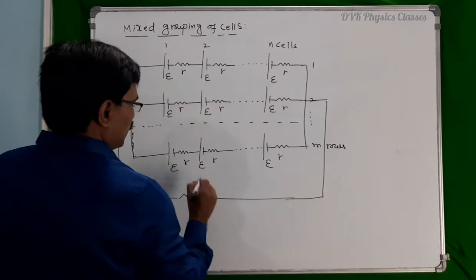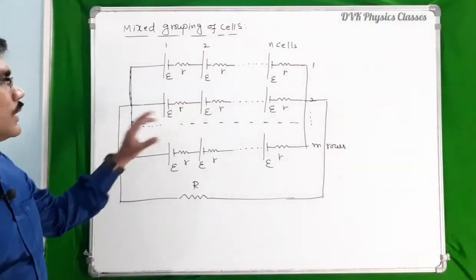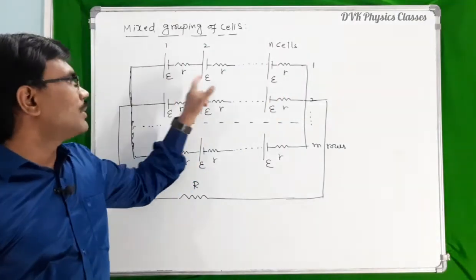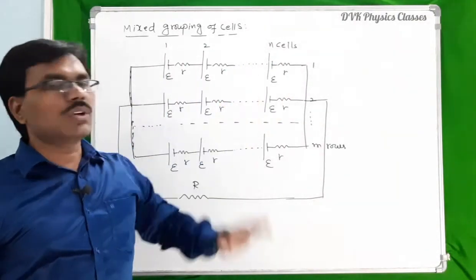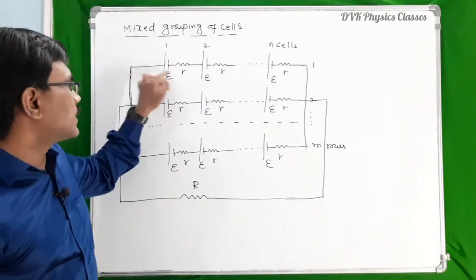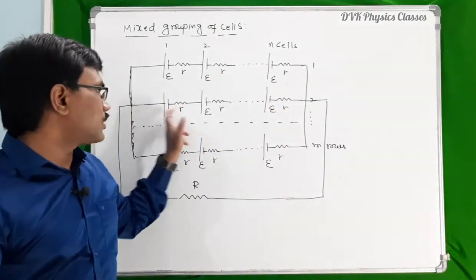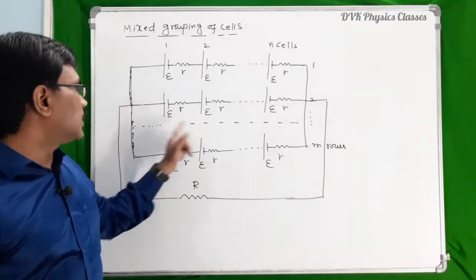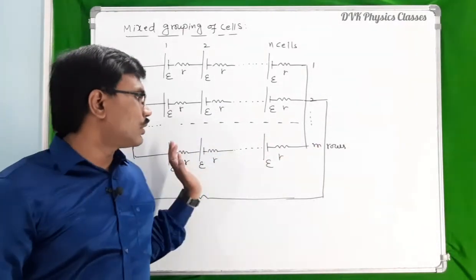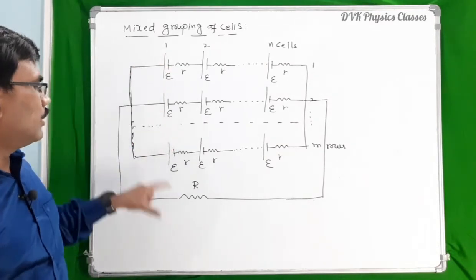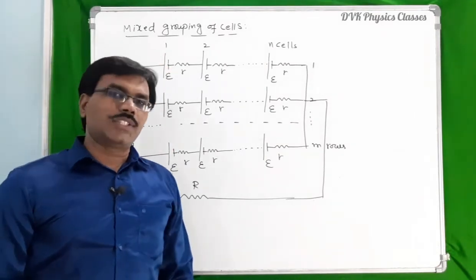Let that be capital R. So this is series as well as parallel. If you take one particular row, all cells in that row are in series combination, right? In the first row, n cells are in series. In the second row also n cells are in series, and in the third row, fourth row, and so on, in the mth row also all n cells are in series. And each row is in parallel with this external resistor.